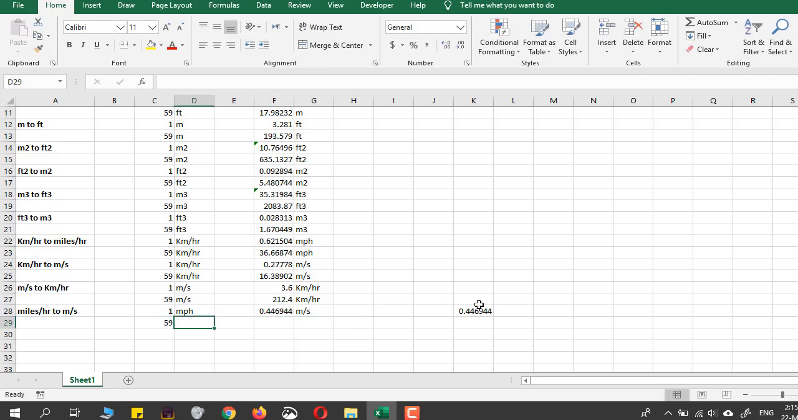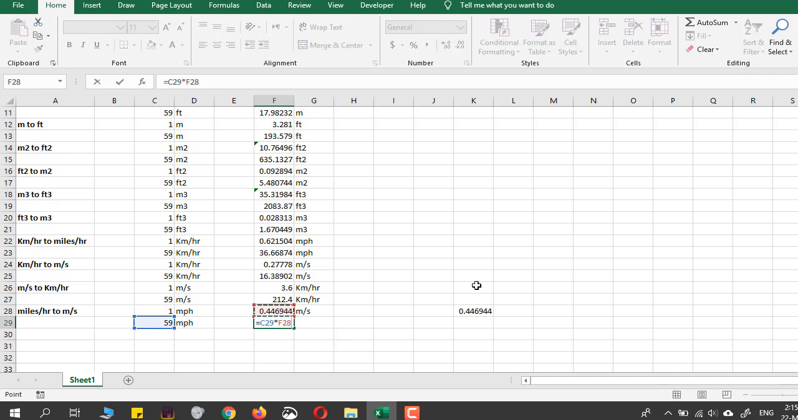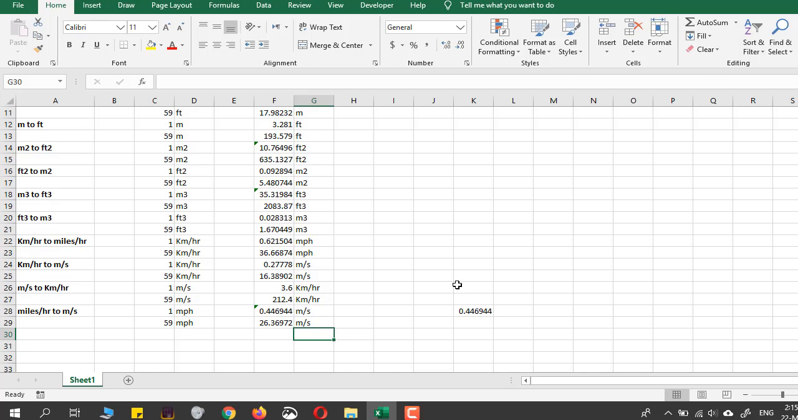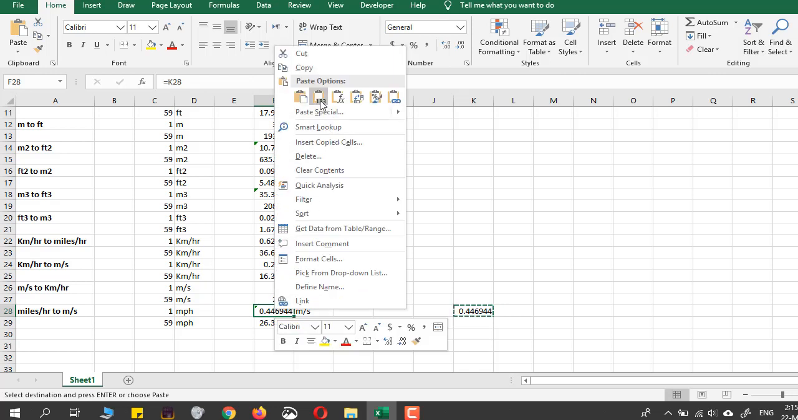So 59 miles per hour gives you 59 multiplied by this number, and this is in terms of meters per second. I'll just write it here, let's take that and paste it in this form.